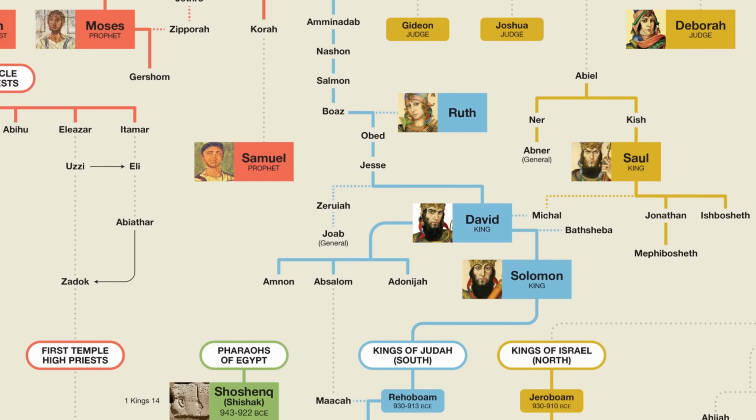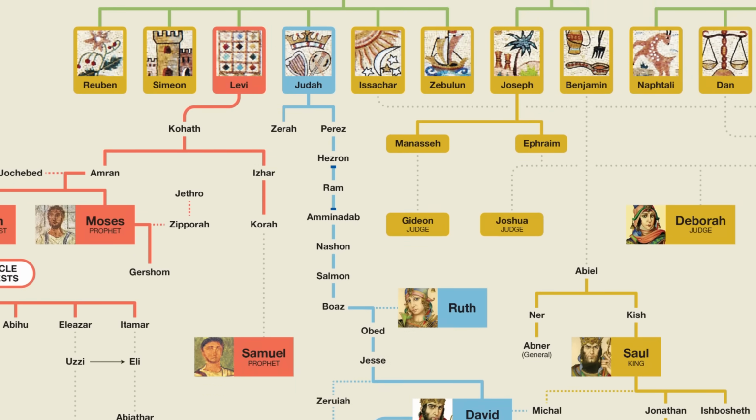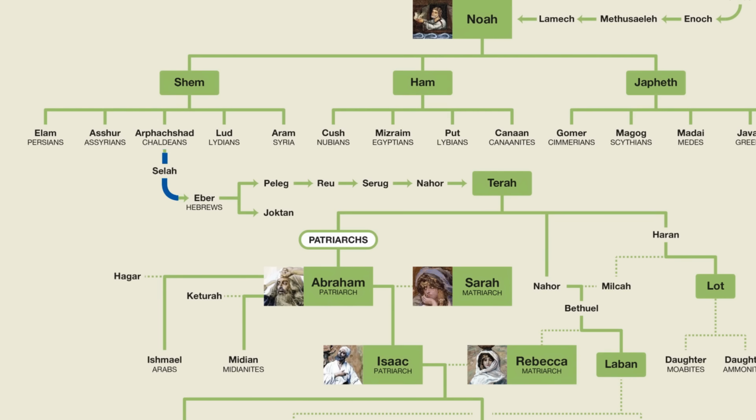The final thing to note about Luke's account is that he adds an extra generation here, between Hezron and Amminadab, and also here, between Arphaxad and Selah. Like with Matthew, this may have been done for stylistic reasons. Overall, Luke's list of ancestors has 77 names, which is 7 times 11.